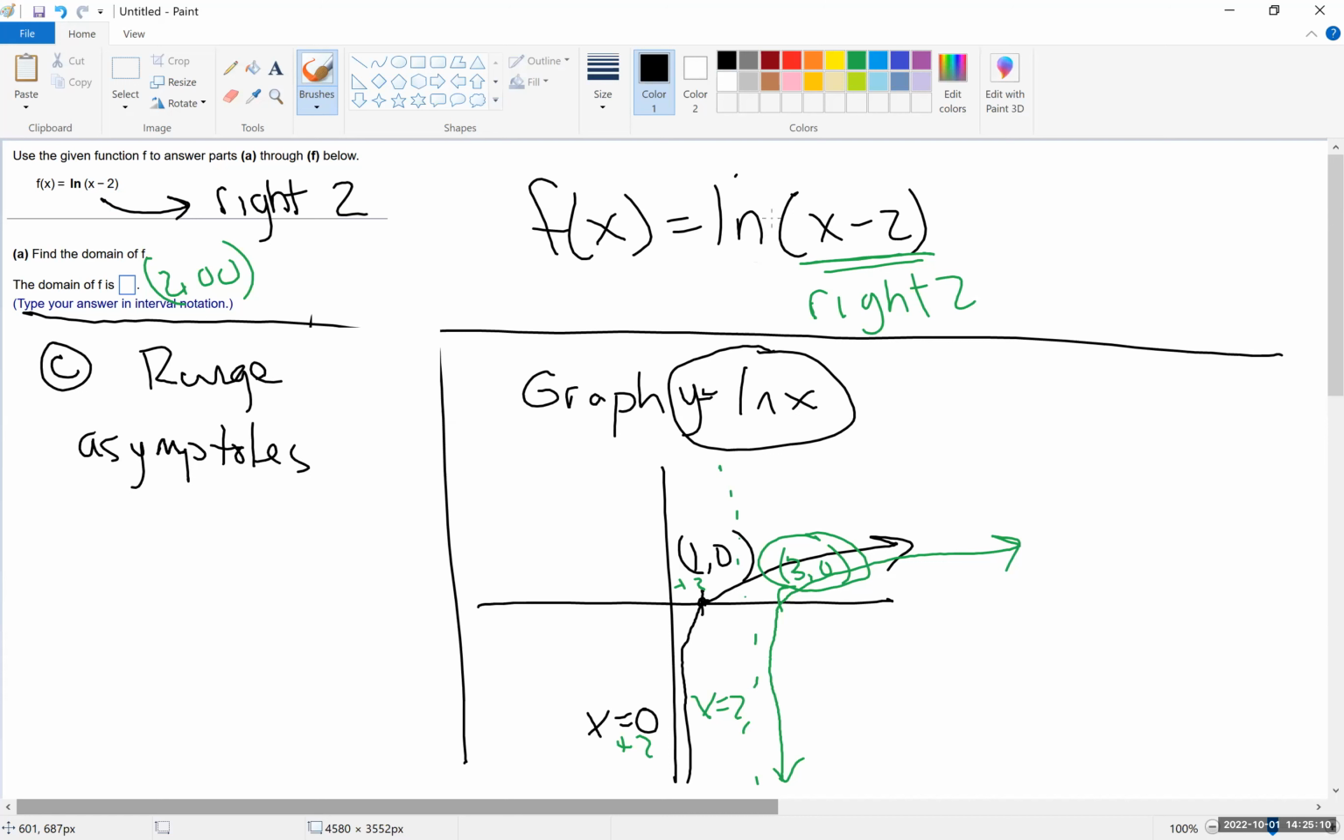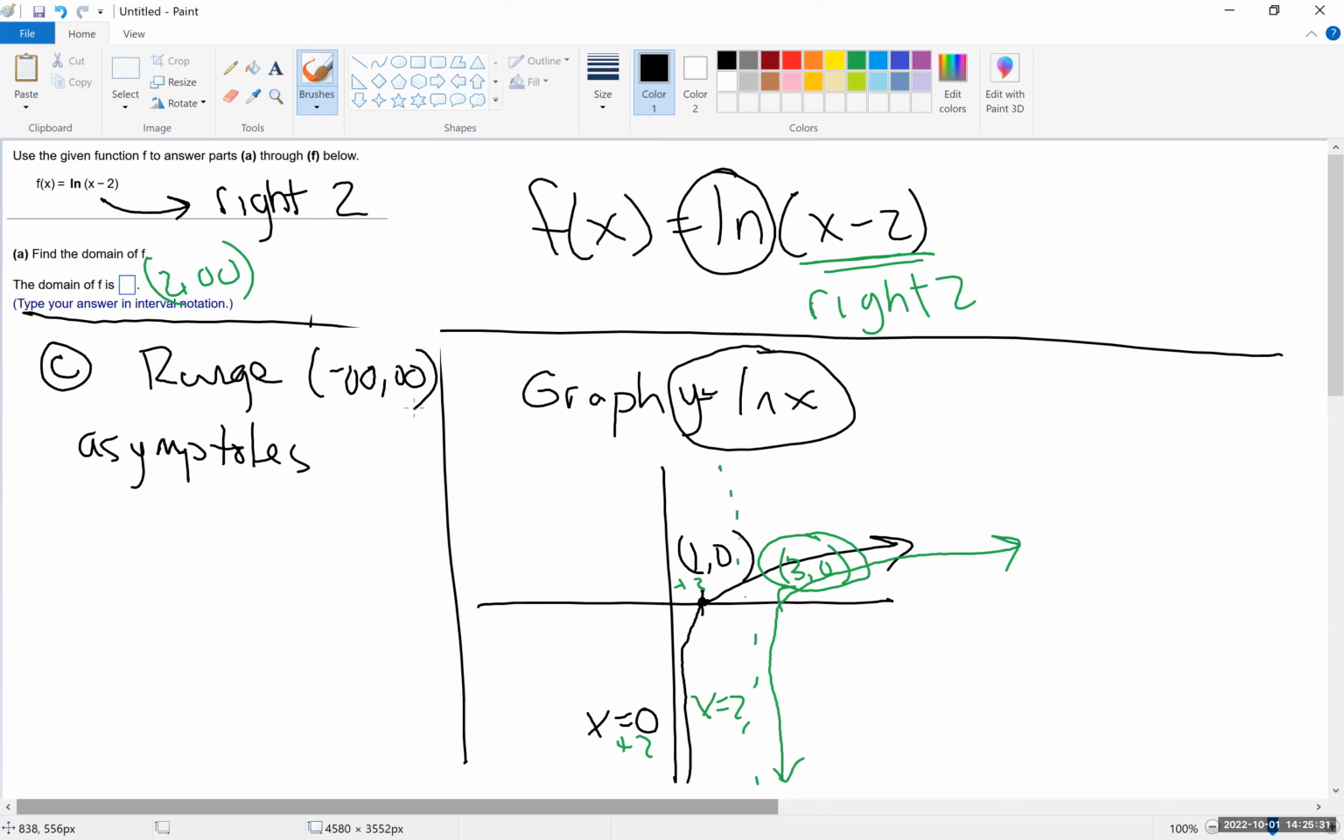The range of every logarithm function will always be the same. It'll always be negative infinity to infinity. Well, okay, that's not always true, but it's always true in this class. The range is going to be negative infinity to infinity. Yeah, that's fine.